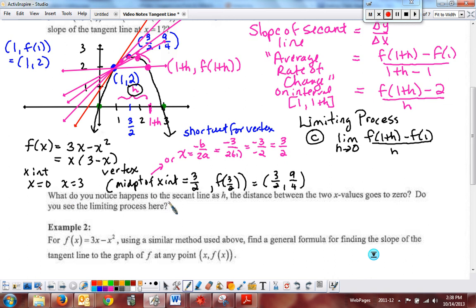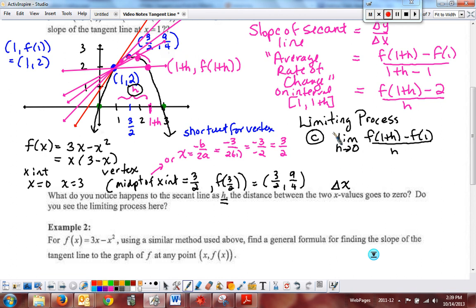Basically what we're noticing here, we'll come back and actually calculate this for practice, but what do you notice is happening to the secant line as h, the distance between the x values of the two points, h is your delta x. Your delta x is going to 0 the closer the two x values get to each other. So as h goes to 0, do you see that that's the limiting process for finding the slope of the tangent line? We can't calculate it directly, but we can look at the limit as h goes to 0 and find out what that is.